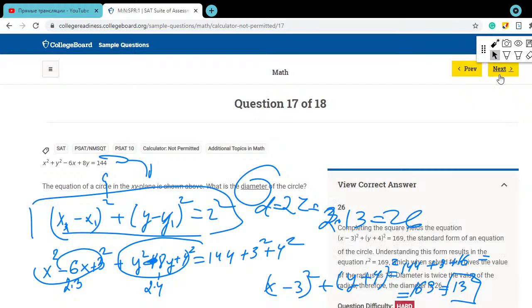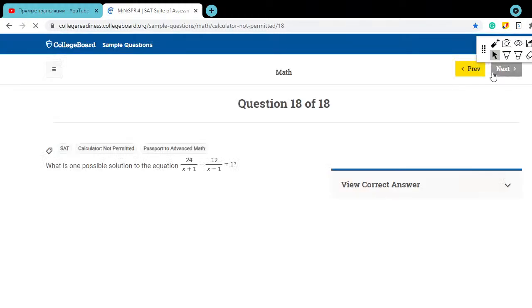Yep. And we got the last question. We just need to find one possible solution to the equation. So we need to find a common denominator. It would be x plus 1, x minus 1.